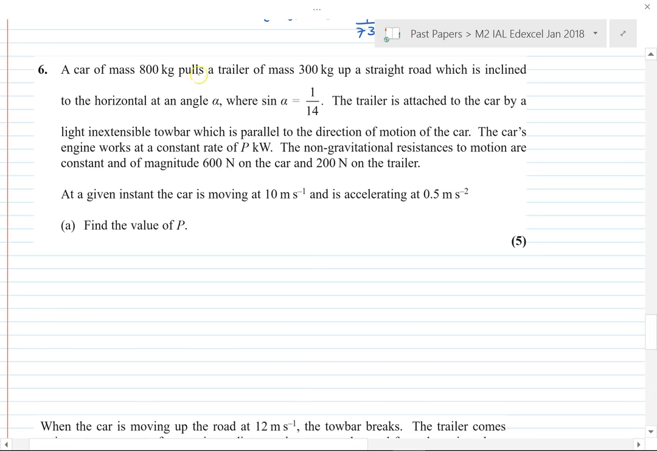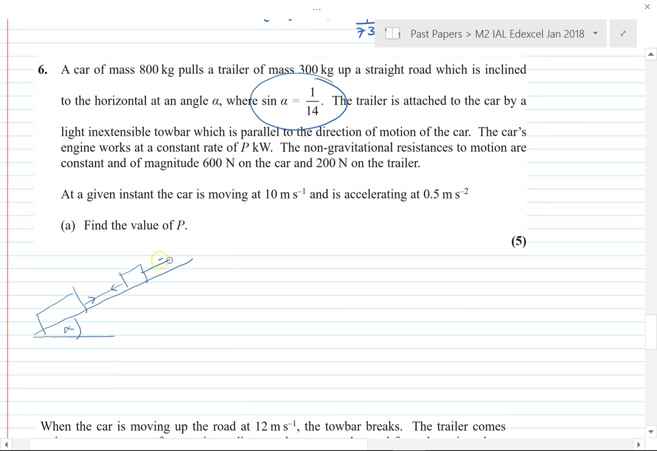We've got a car pulling a trailer up a slope, and we're told the angle of that slope. Sine alpha equals 1 over 14. And it's connected by a tow bar.